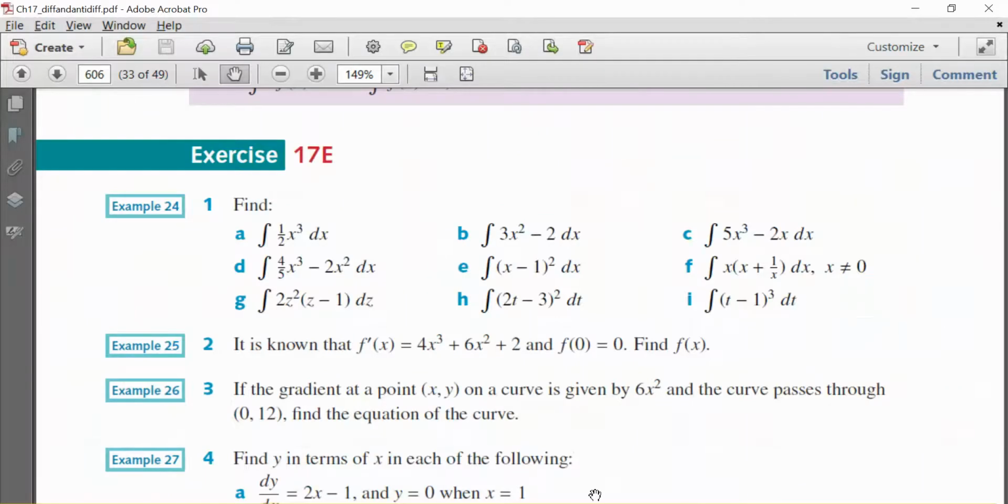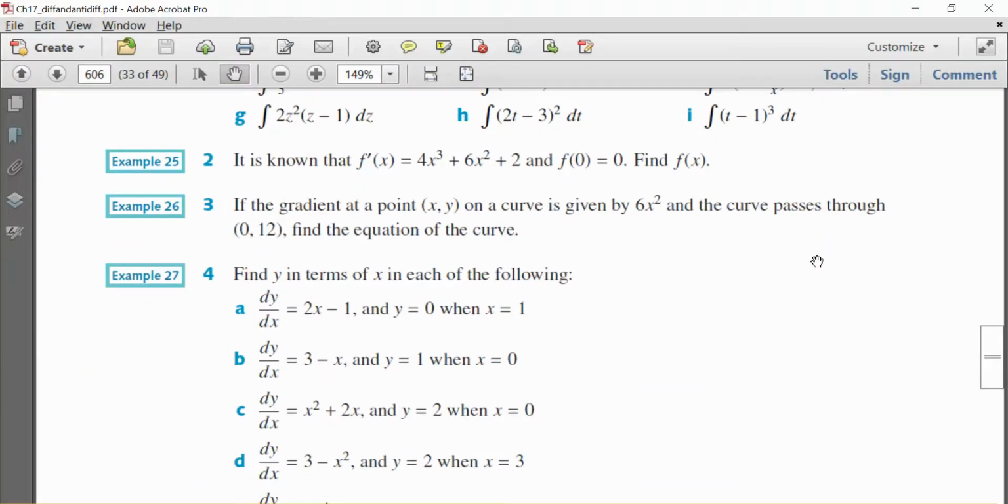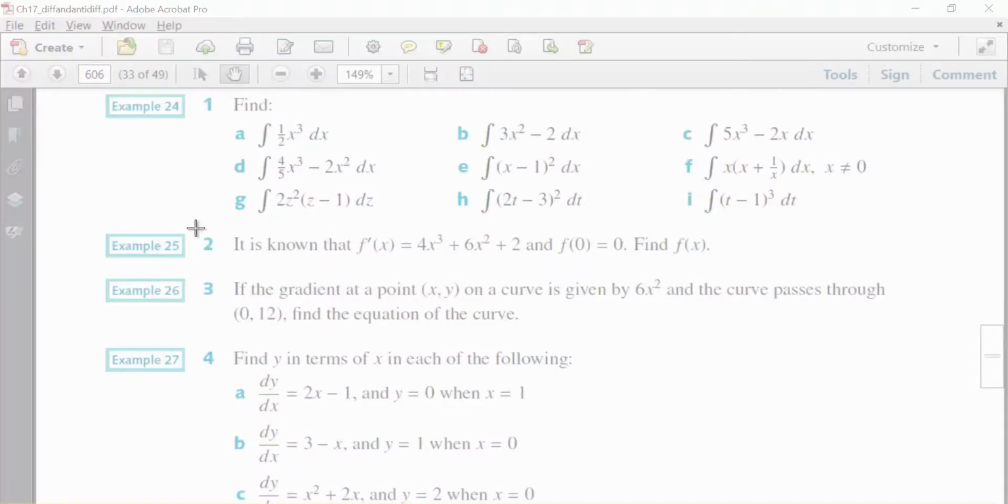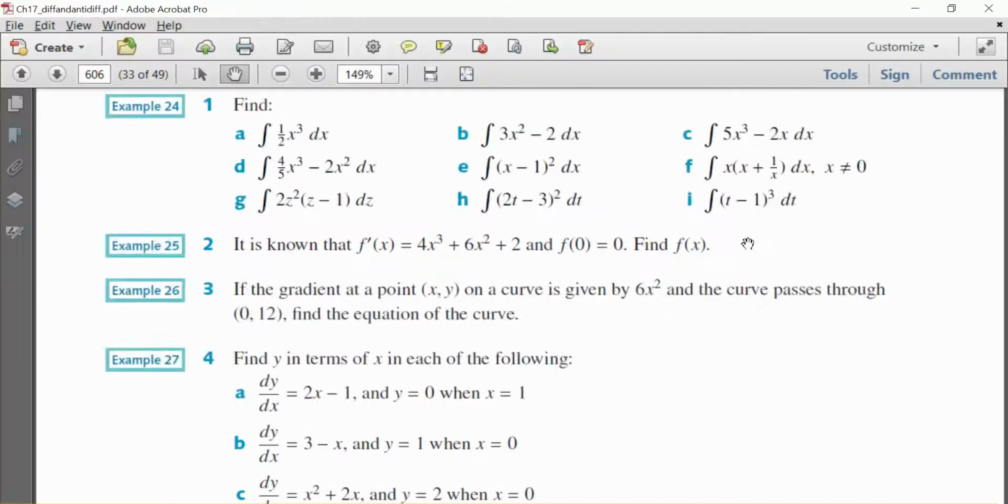Right, year 11. Continuing on from the first video, where we talked about indefinite integrals in exercise 17E, I'm just going to do a few of these problems in case you're feeling a bit unsure about them, just to make sure that you know how to do them. So let's do question 2.